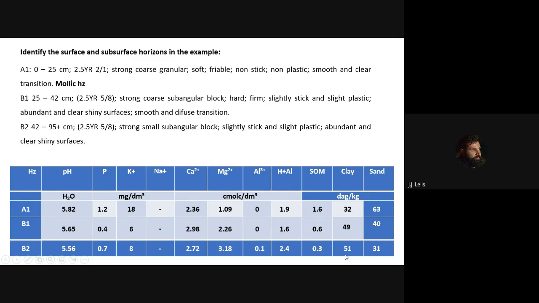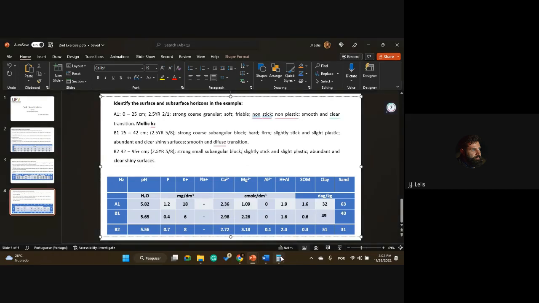Let's see. If the surface horizon possesses a clay content between 15 and 40% of clay, we should have a ratio between the clay content in the subsurface horizon and the surface horizon equal to or higher than 1.4. So let's check. Let's calculate this.